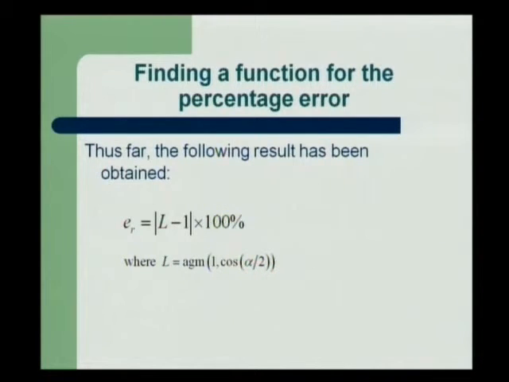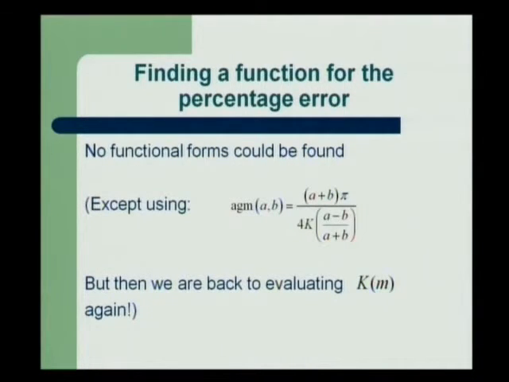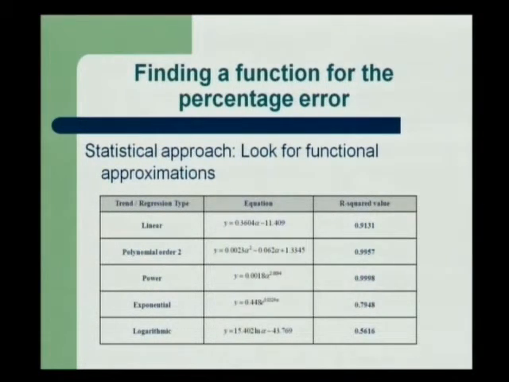So let's start with the following result, and we now wish to find a function for the percentage error. However, no simple functional forms could be found, except one using the complete elliptic integral of the first kind, but then we are back to where we started. So instead, a statistical approach was used, where functional approximations for the percentage error were found. 5 regression types were compared by examining the R-squared value as well as plotting the graphs.